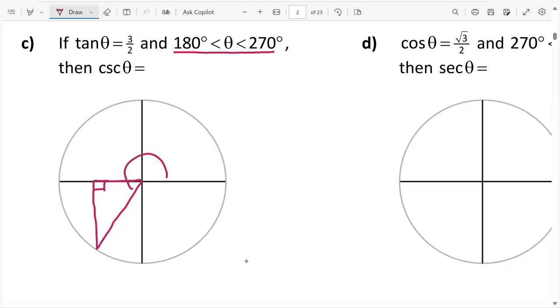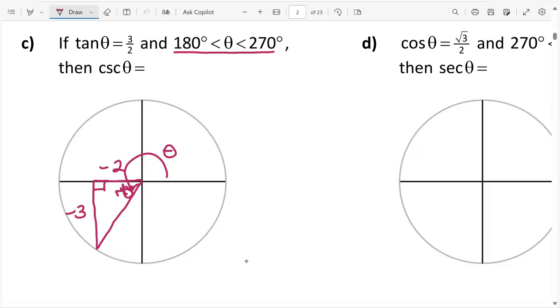And our angle theta and the reference angle of the triangle. Tangent is 3 over 2, that's opposite over adjacent, but in quadrant 3, both opposite and adjacent must be negative, which will still give us a positive tangent ratio.